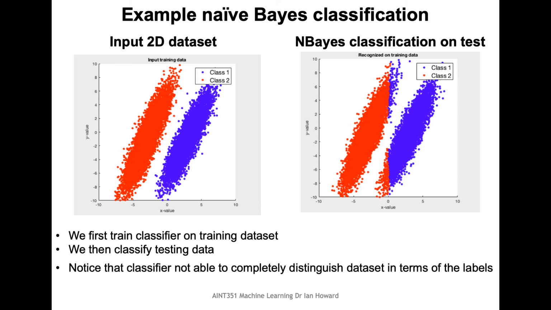We find in this particular case, our naive Bayes classifier is not able to distinguish these two classes properly. And the reason is because it cannot put in a boundary at an angle. It's stuck doing a vertical boundary in order to try to make this classification. And the reason for that is the way it's actually representing the data, or the way it sees the data.